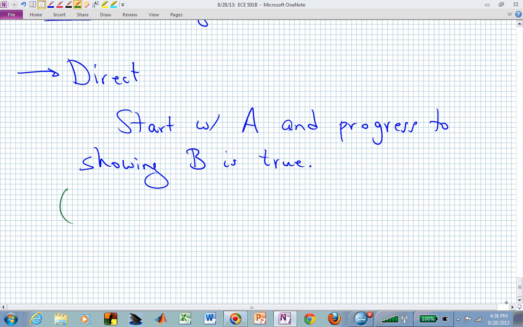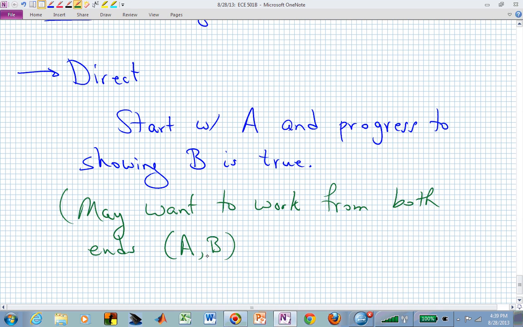Now, to do that, it may not just fall straight out. You may actually need to work from both ends. You may want to start with A and start with B and start building from the back and building forward and see if you can meet in the middle. In the book, they call this the forward and backward approach. You may want to work from both ends, which are A and B.